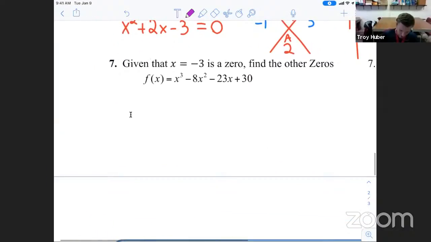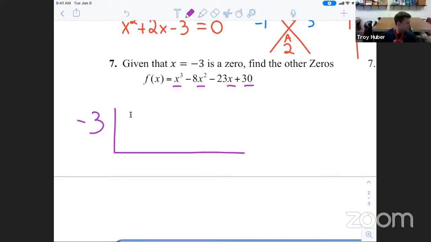All right, let's try another one. -3 on the outside of our synthetic division hut, because x is equal to -3, is a 0. All right, so we should not get a remainder. Notice it goes x to the third, x to the second, x, and then a constant. All right, we write the leading coefficients. So we have 1x to the third, -8x squared, -23, and then 30.